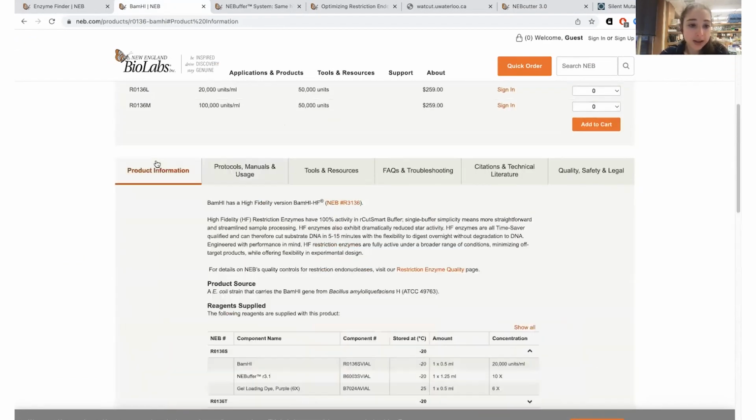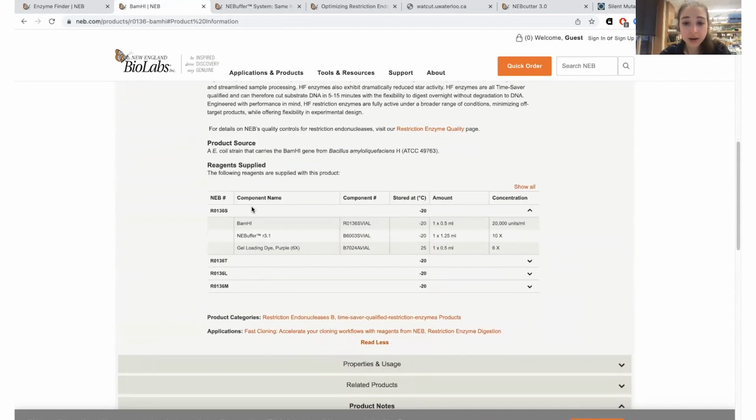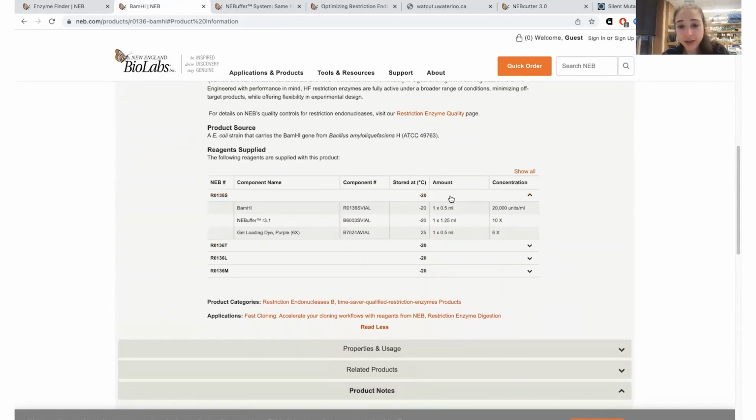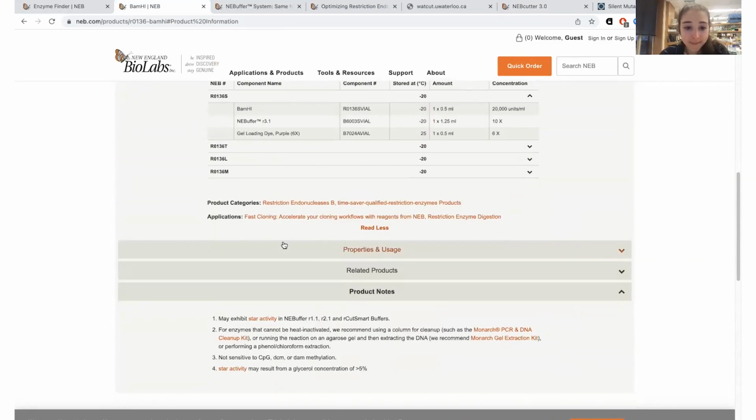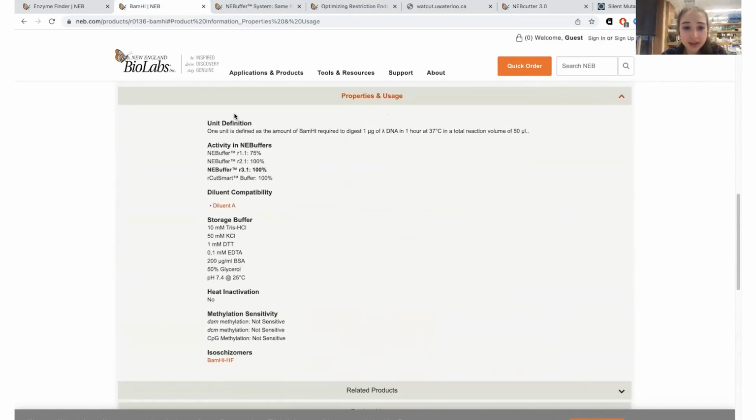In terms of the product information, the concentration is given in units per mL. I've talked about enzyme activity units, and basically enzyme activity units are whatever they say they are. As long as they define the unit, it gives you an idea about how active the enzyme is. If you go to properties and usage, you can see that one unit is defined as the amount required to digest a certain amount of DNA under certain conditions.